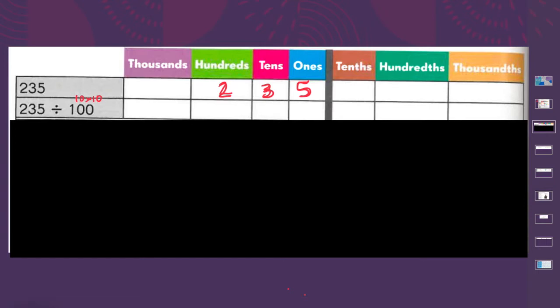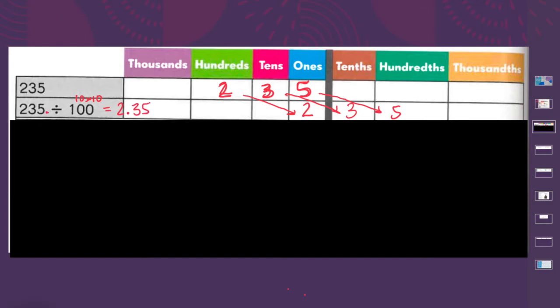If I have 2 hundreds and I divide it by 100, that's going to regroup our hundreds 1, 2 places to the right in our place value chart to give us 2 ones. Then if I take my 3 tens, I'm going to move 2 places to the right, 1, 2, which gives us 3 tenths, and 5 ones would move 2 to the right, which gives us 5 hundredths. So it's going to be 2 and 35 hundredths.